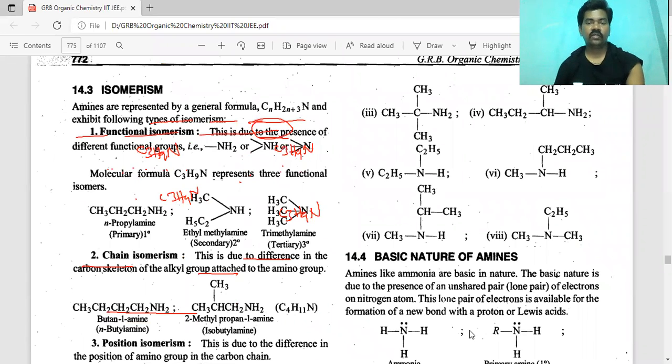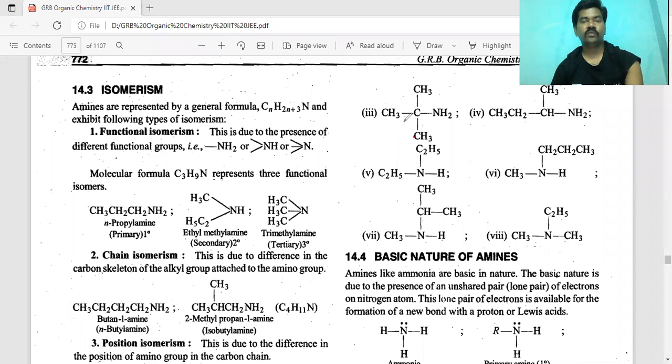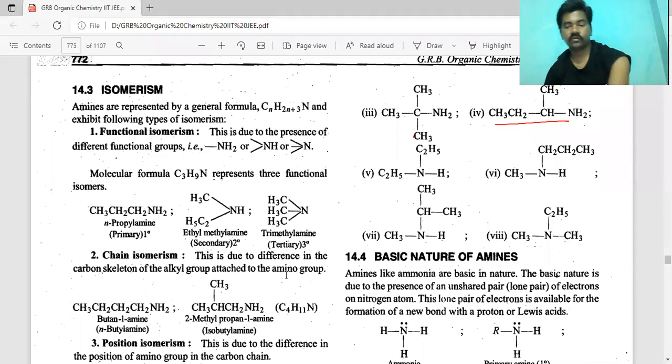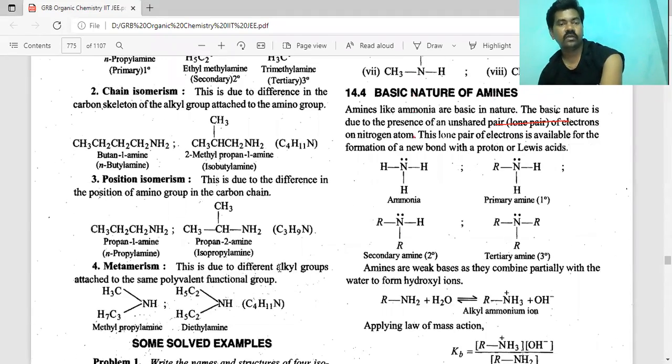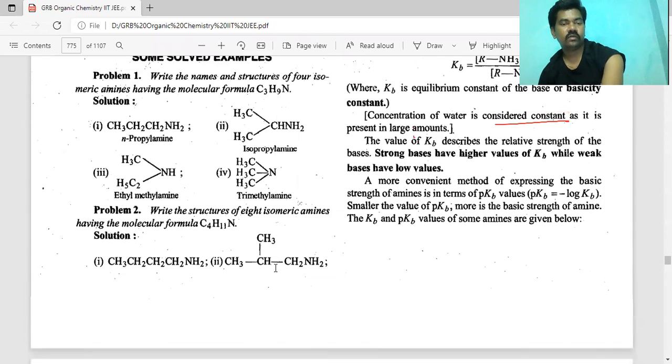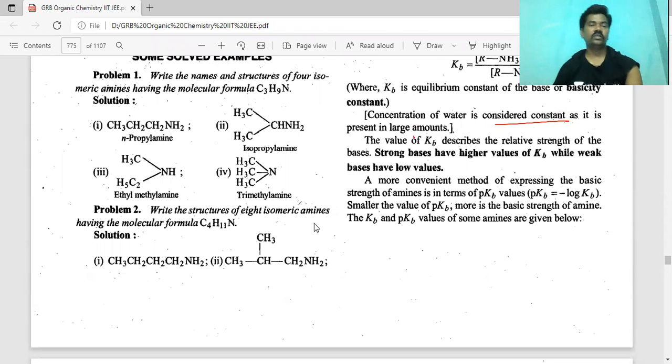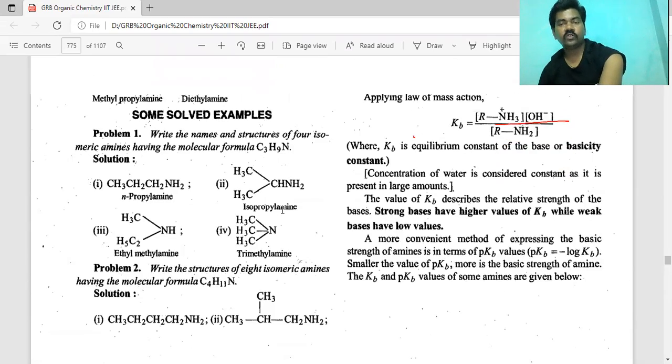So this is another one. The molecular formula is 1, 2, 3, 4, C4H11N. Here also this is the same. Names we should write here. Okay, just the structures are asked here, but these are the 8 isomeric structures.